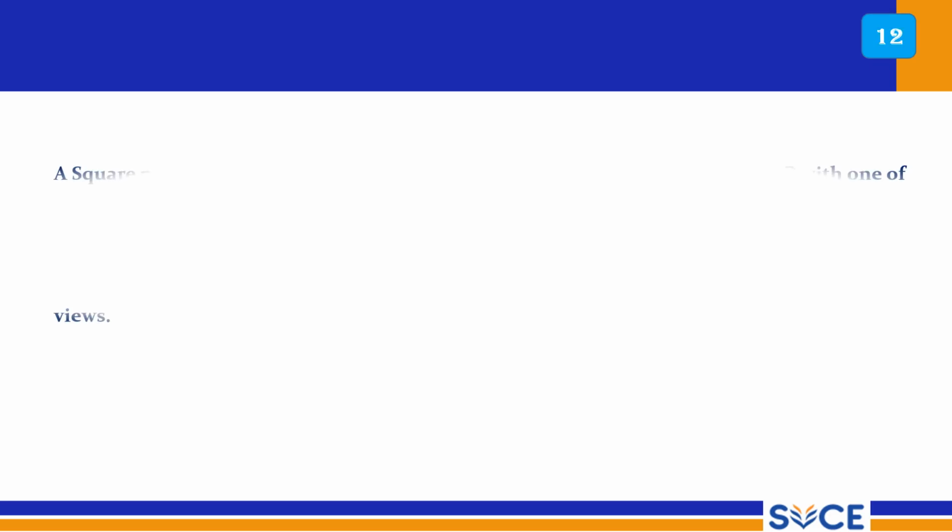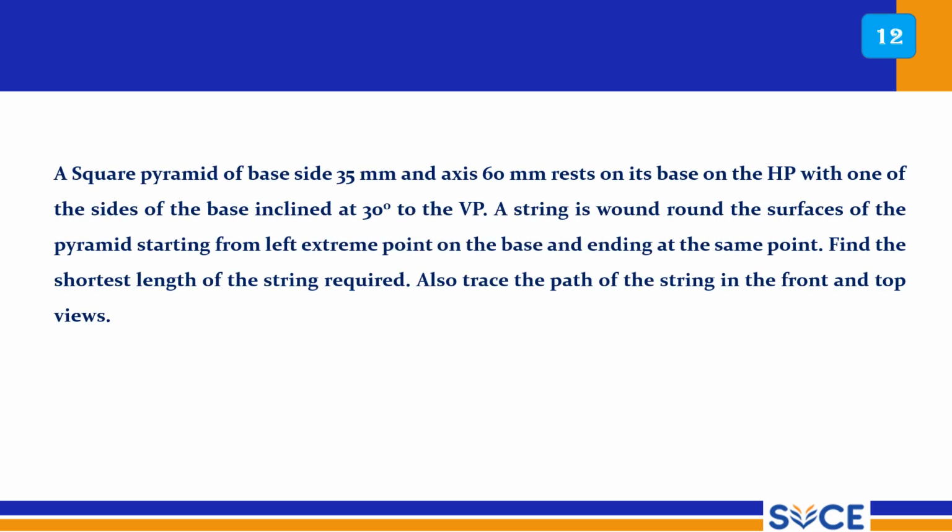Next is problem number 12. A square pyramid of base side 35 mm and axis 60 mm rests on its base on the HP, with one of its sides of base inclined at 30 degrees to VP. A string is wound round the surfaces of the pyramid, starting from the left extreme point on the base and ending at the same point. So it is an indirect problem.